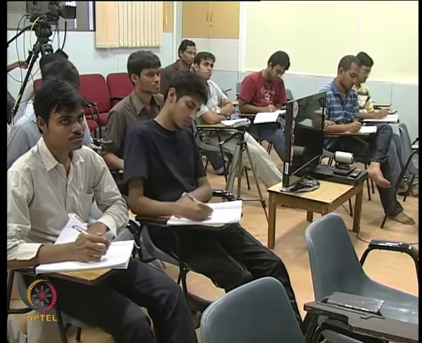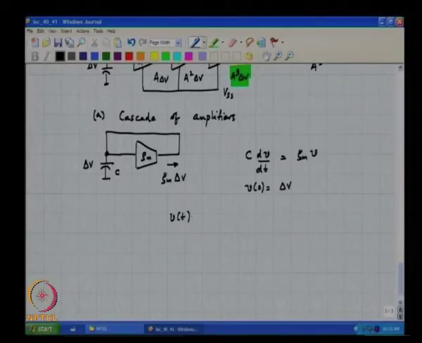So, V of t therefore is delta V times e to the plus t by tau, where tau is nothing but C by Gm, all right.